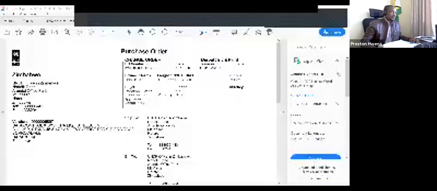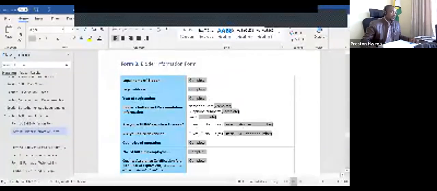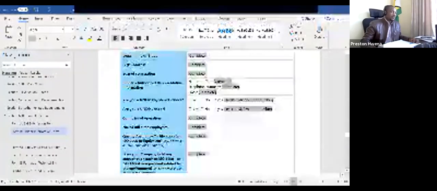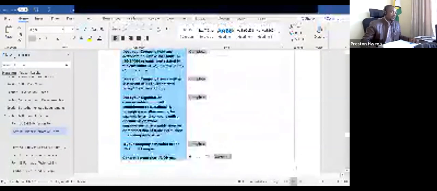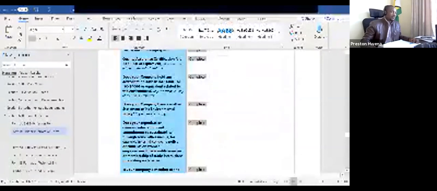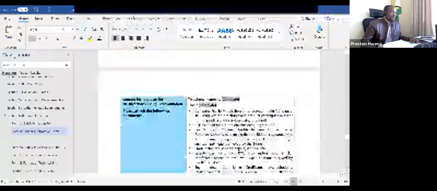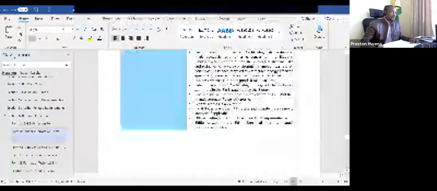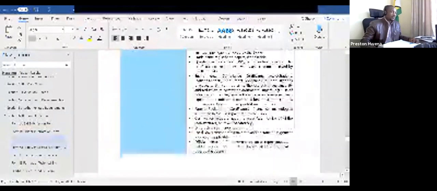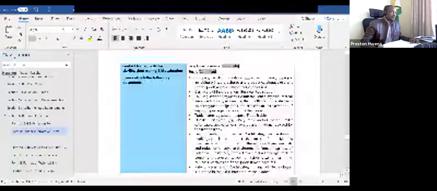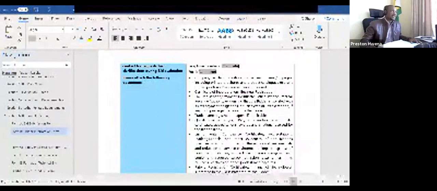So when you complete this form, are you a UNDP vendor? You can say yes, then you insert the vendor number. Then you can put all the other details. This is critical. The form is straightforward. I'll not talk much about this, but you complete all the relevant sections.